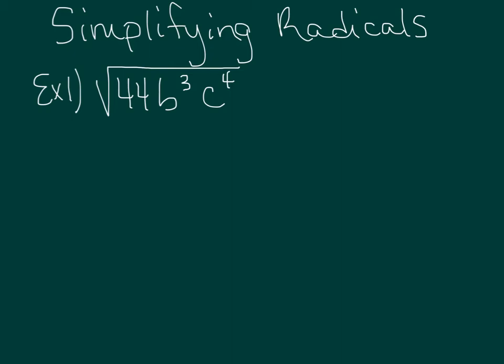In this video, I'm going to go through 3 examples of simplifying radicals. In my first example, I'm working with the square root of 44b cubed c to the 4th.